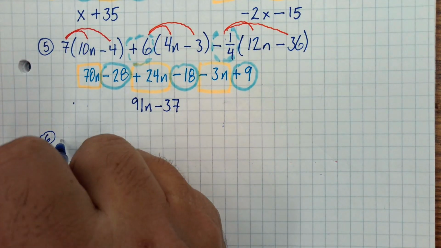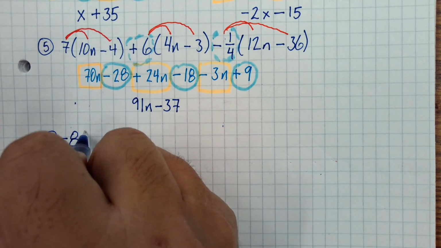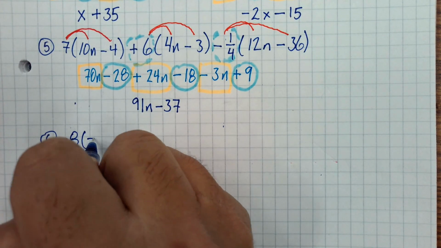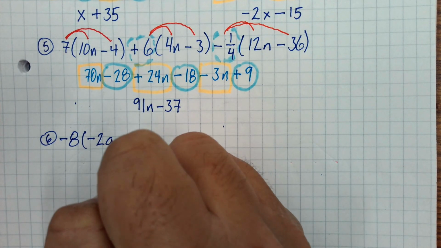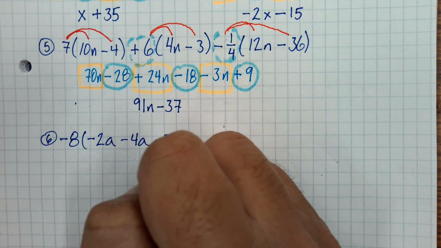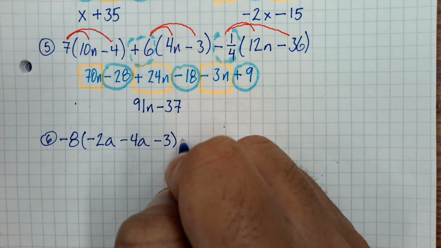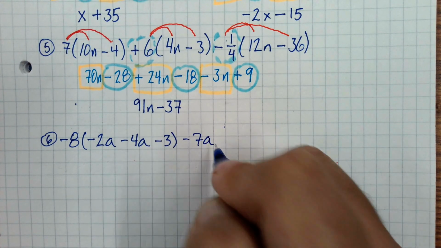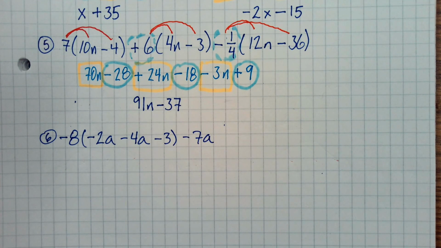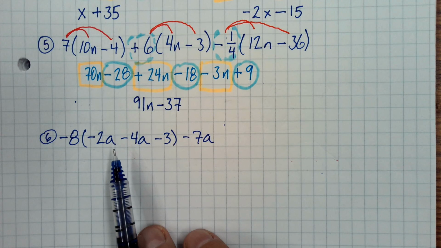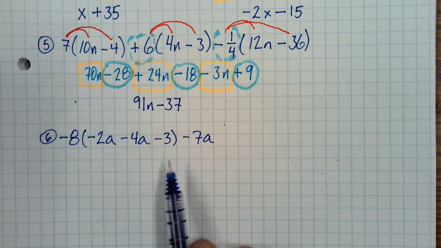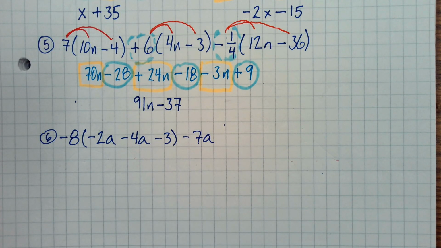Before we start working on this one, I want you to notice something. Okay, so just go ahead and write this down. We've got negative 8, and the negative 8 is going to multiply into negative 2a minus 4a minus 3. And then we have a minus 7a outside. Okay, so write it down. Something's a little different on this one.